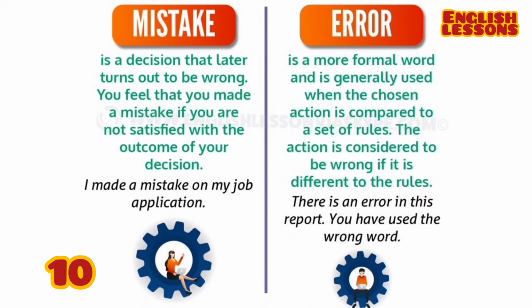Number 10. What's the difference between mistake and error? Mistake means it's a decision that later turns out to be wrong. You feel that you made a mistake if you are not satisfied with the outcome of your decision. Error is a more formal word and it is generally used when the chosen action is compared to a set of rules. The action is considered to be wrong if it is different to the rules.